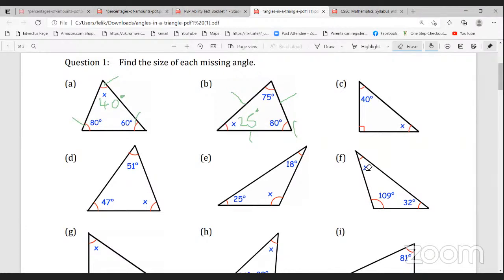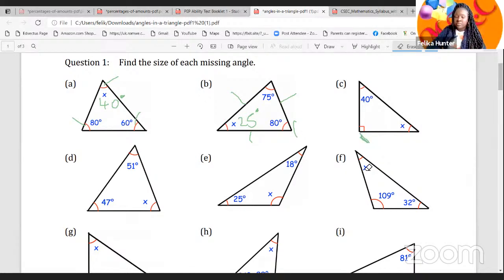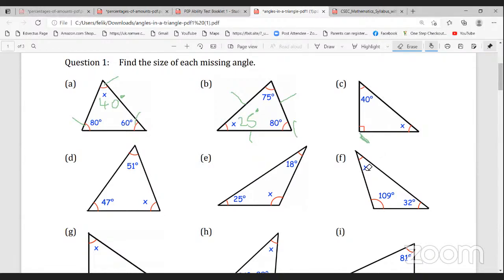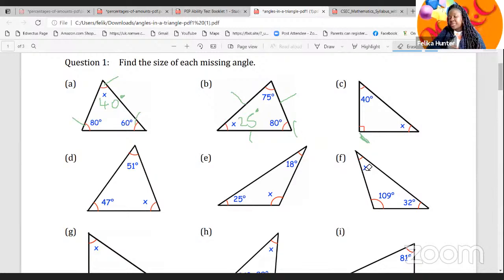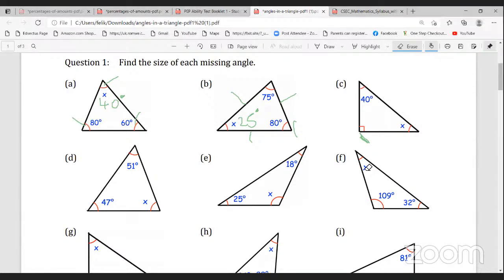The box right here. This is a right angle triangle. When you see that little box, what does it tell you? That angle measures 90 degrees. Mm-hmm. 90 degrees.